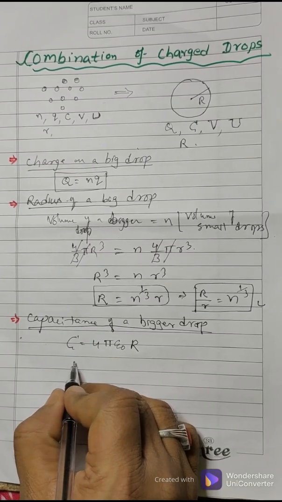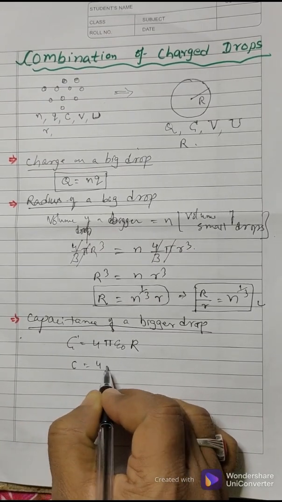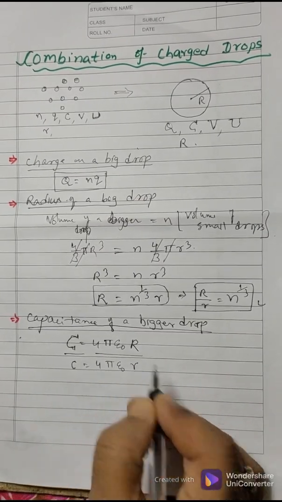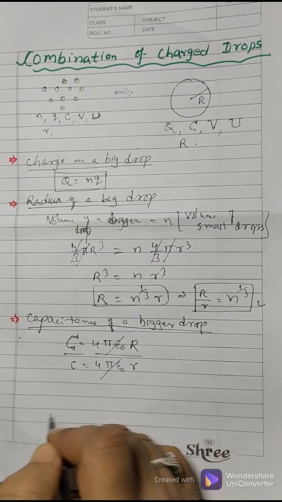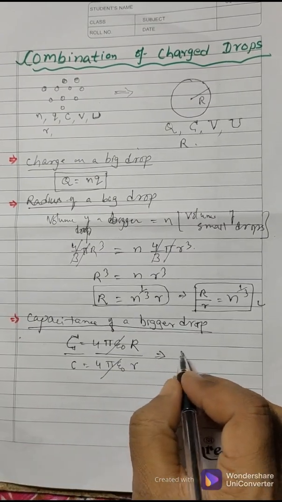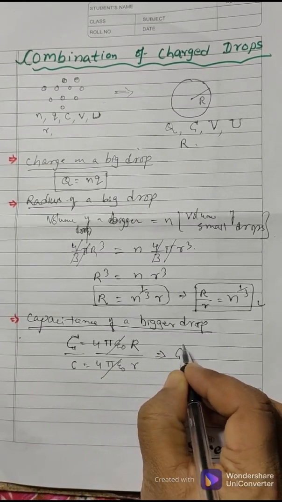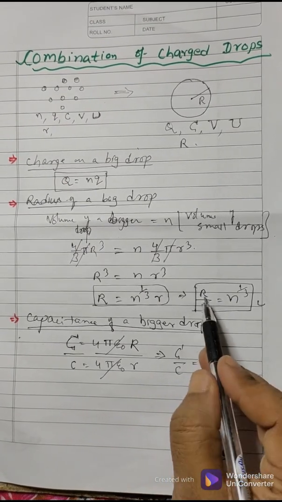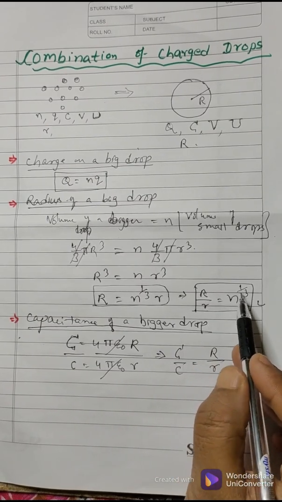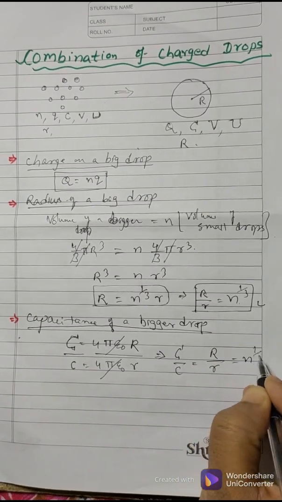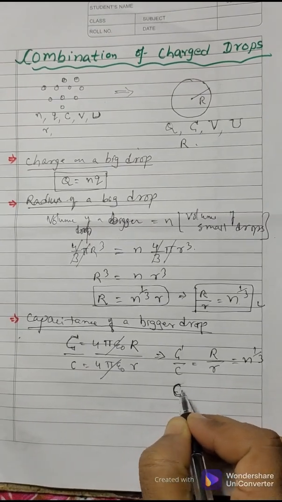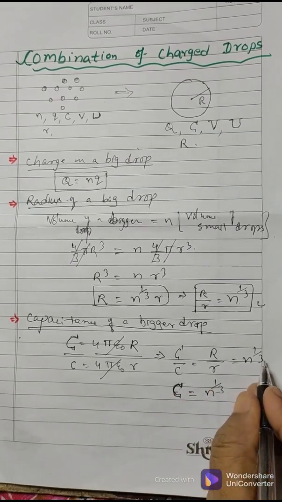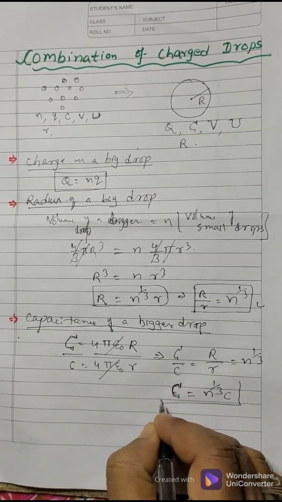Similarly, for a smaller drop, small c is equals to 4 pi epsilon naught into small r. If I divide these two, then this 4 pi epsilon naught will get cancelled. Therefore, capital C by small c is equals to R by small r. As we know that capital R by small r is nothing but n power 1 by 3. So capital C, that is the capacitance of a bigger one, is equals to n power 1 by 3 into small c. So this is a relation.